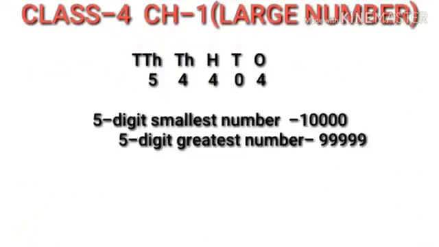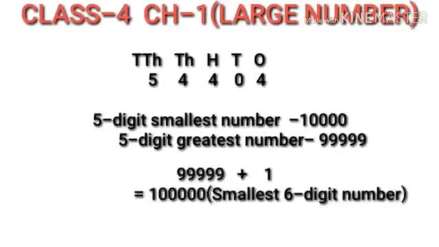Now let's take an example of a 5-digit number. The example is 54,404. For a 5-digit smallest number, the number is 10,000, whereas for a 5-digit greatest number, the number will be 99,999. Now if we add 1 to 99,999, we get the smallest 6-digit number, that is 1 lakh.